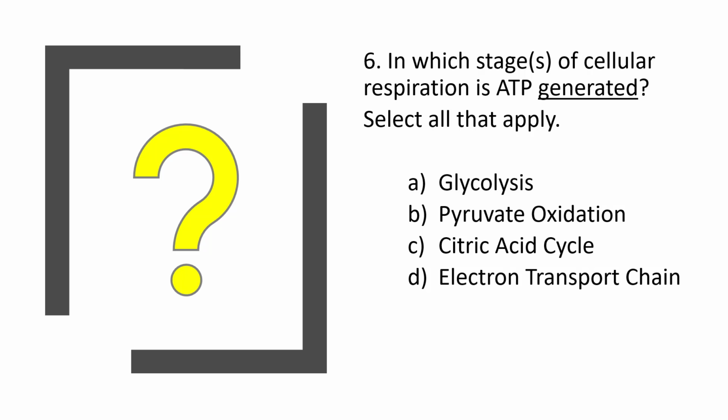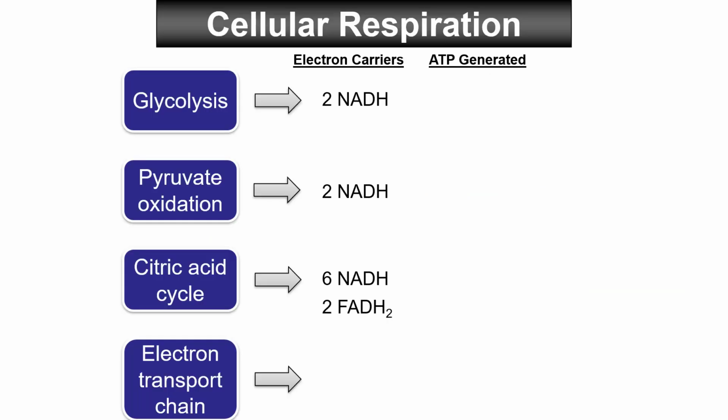Okay, in which stage or stages of cellular respiration is ATP generated? And the answer here is more than one. Glycolysis generates ATP, the citric acid cycle, and also the electron transport chain. They all generate ATP in the process of these various stages.